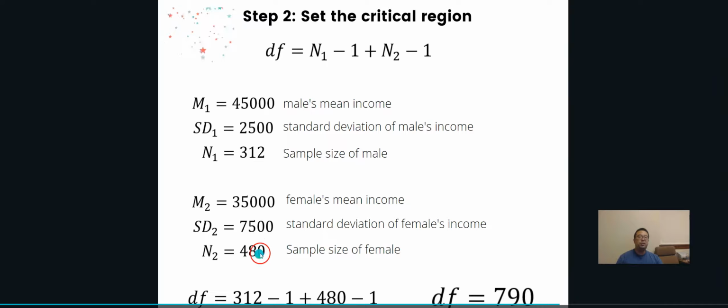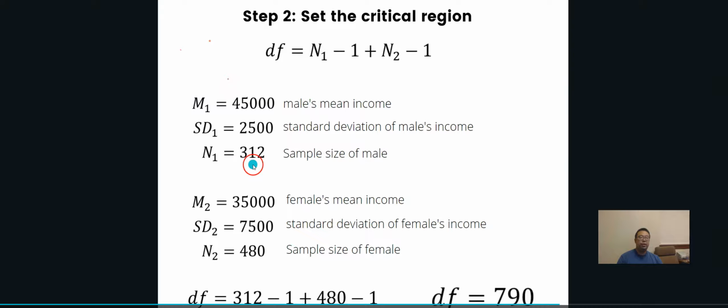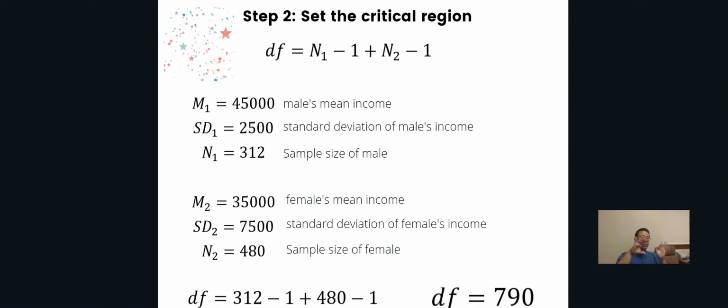So the degrees of freedom is calculated as N1, the number of cases in group 1, 312 minus 1, plus 480 minus 1. After calculating those numbers, this is 790. So the degrees of freedom is 790. Now we have the degrees of freedom. What will be our next step?